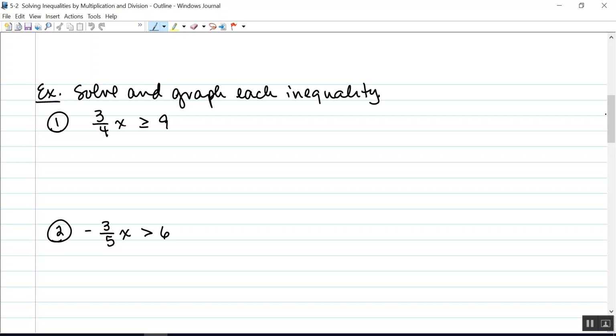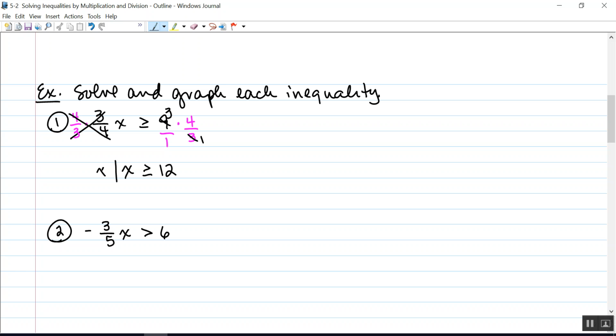First one, 3/4 times x is greater than or equal to 9. Solve this as you would an equation. I'm going to multiply both sides by the reciprocal of 3/4, that is 4/3. And if I want to, I can put that over 9 over 1. So those will cancel out and leave me with x is greater than or equal to, notice no changing of the sign because I multiplied by a positive number. And I'll do a little canceling here. X is greater than or equal to 12.